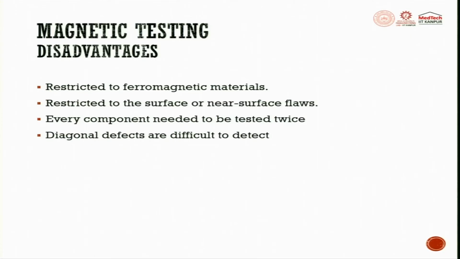The disadvantages attributed to this kind of test are that it is restricted to only ferromagnetic materials. It is also restricted to surface or subsurface or near surface flaws, just like eddy currents. Each component needs to be tested twice because we need to confirm the test from both directions. The diagonal defects are difficult to detect here.